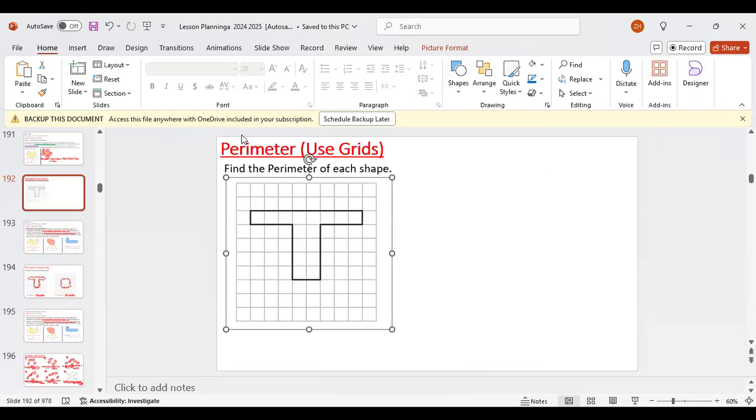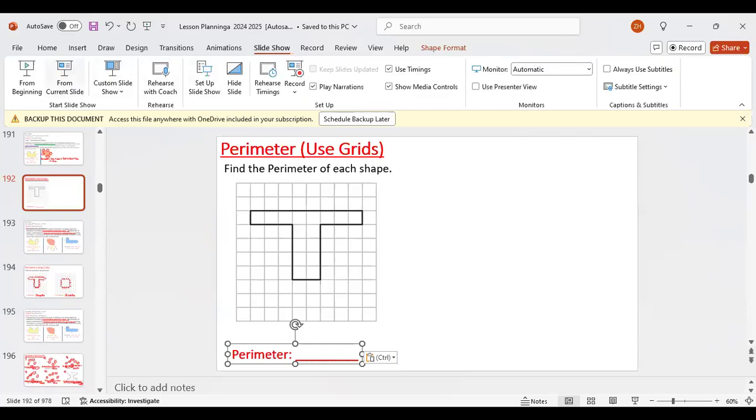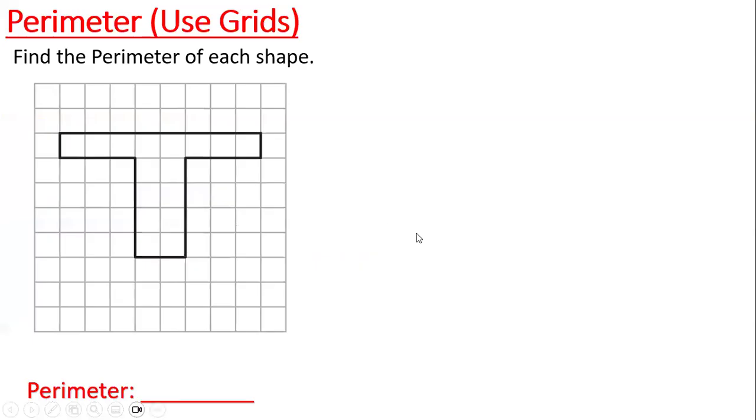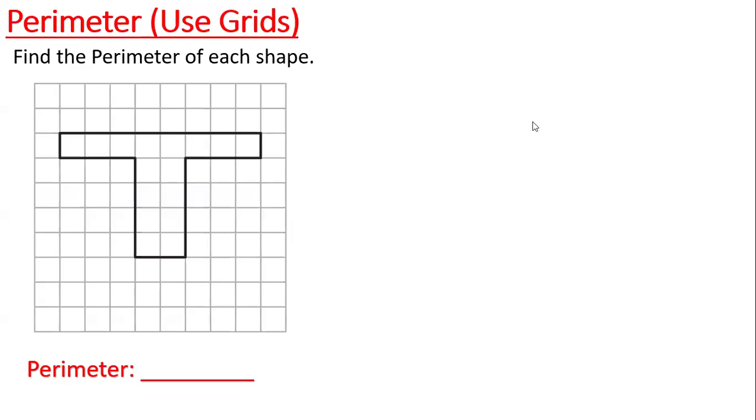You know what? This will be a good chat question. So put your answer inside the chat. Give it a shot. We have this T-looking shape. I need you to tell me what you think the perimeter of the shape is going to be. Yeah, that's a good question. Put inside the chat what you think the perimeter is going to be.